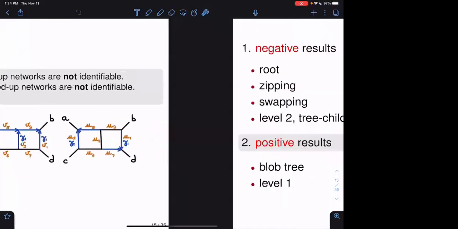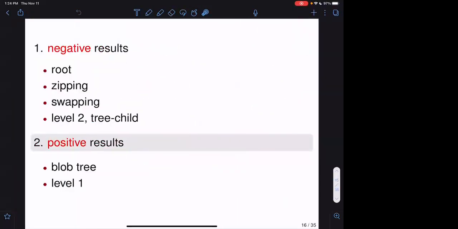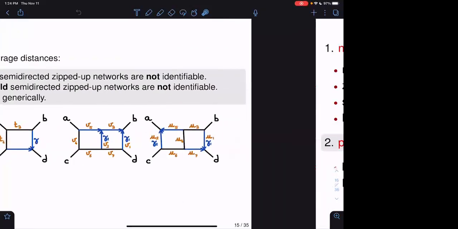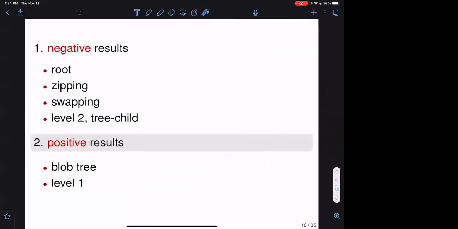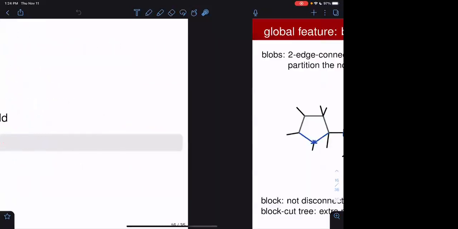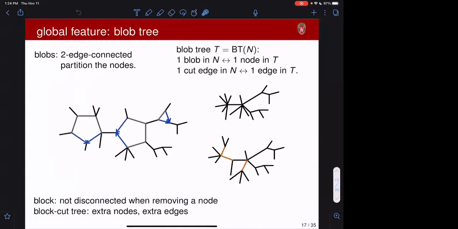So I think I'm done with bad news. We can move on to some good news. And so to get some good news, we wanted to get away from these blobs that can be swapped by other blobs. So we looked at the blob tree. So basically it's a tree structure of the network. So what do I mean by the blob tree?